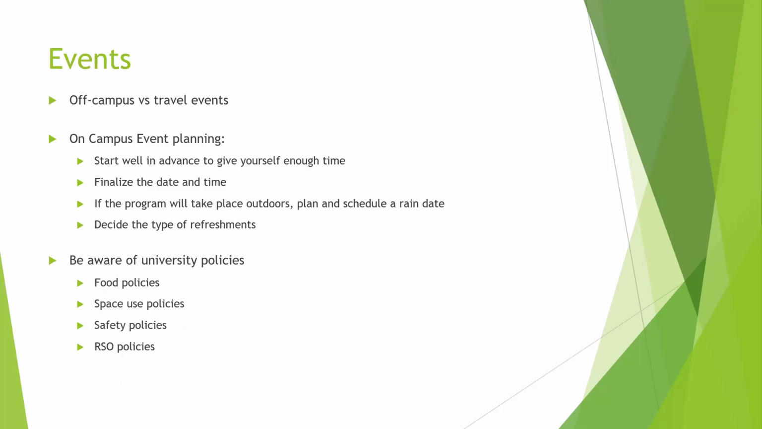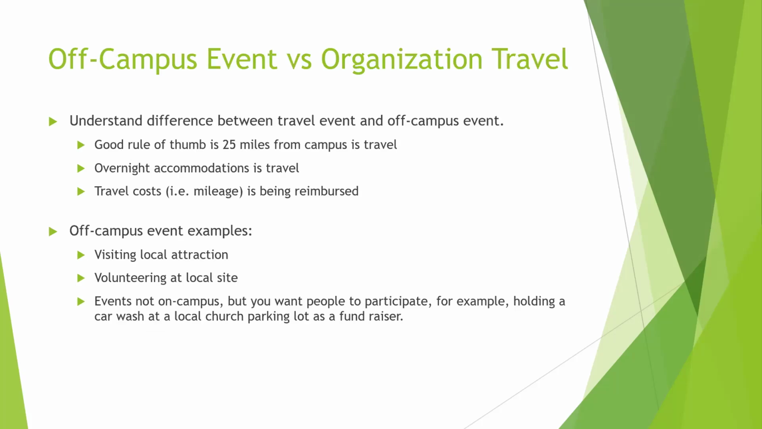I want to talk about events now. There are 3 basic kinds of events. There's off-campus events, travel events, and then on-campus events. First, I want to talk a little bit about off-campus and travel events. There seems to be some confusion sometimes with students of which is which.